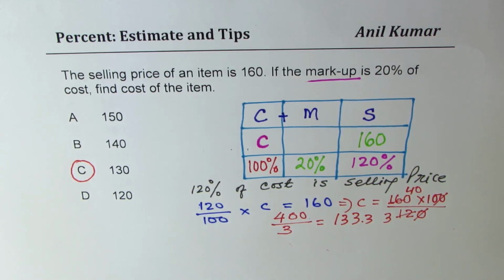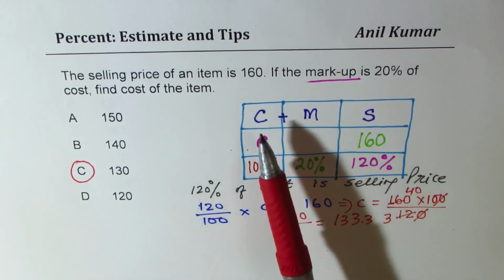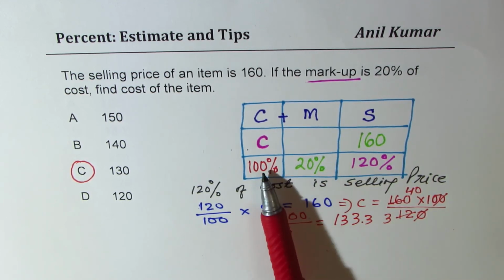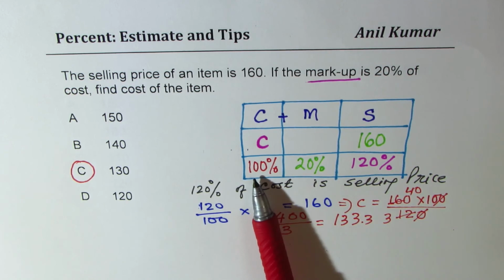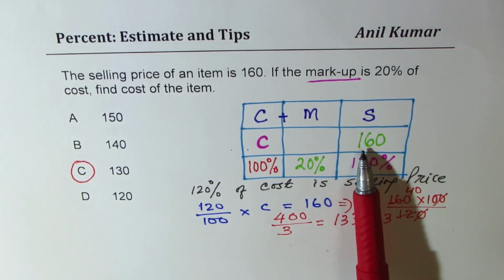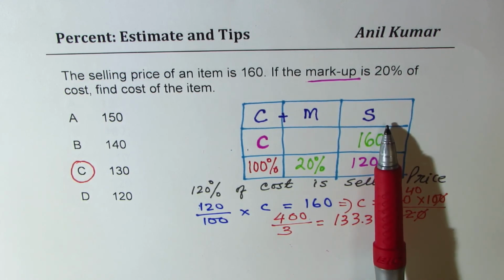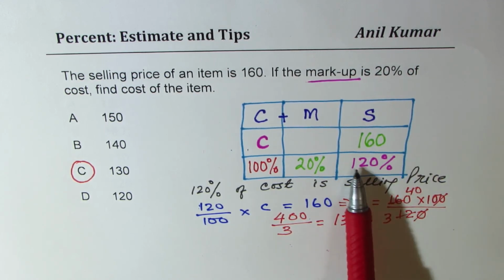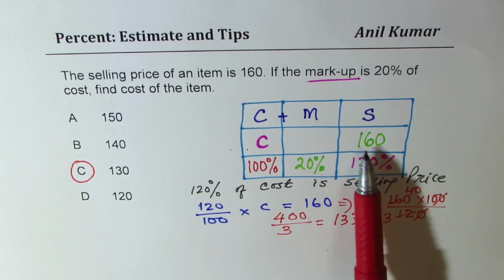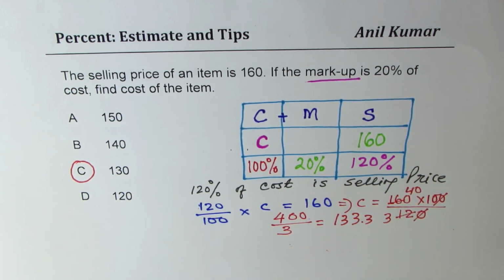So that is how you're going to do questions related to markup. Cost plus markup is equal to selling price. Always markup is on the cost price, so we take it as 100. Now in this case, we were given 160 as the selling price. That means 120% of cost is the sales price of 160. Simple language, rearrange to get your answer.